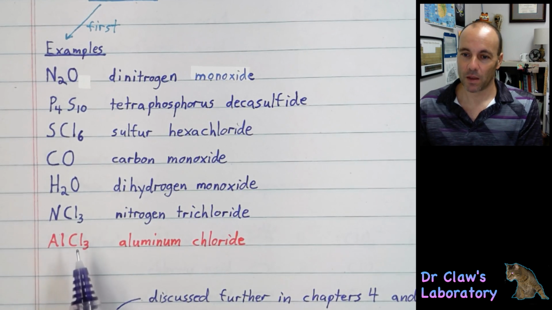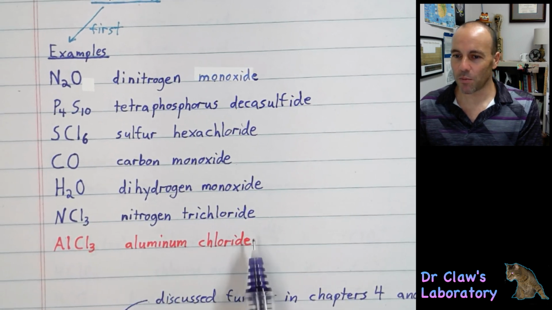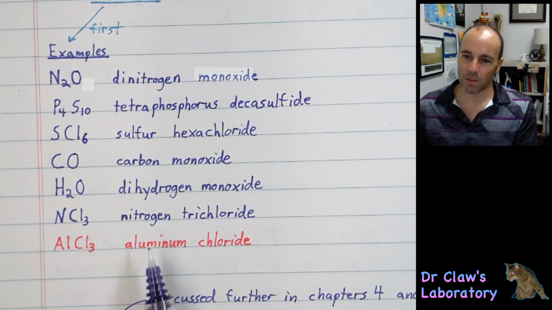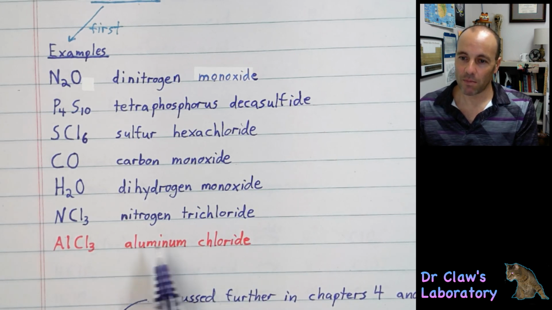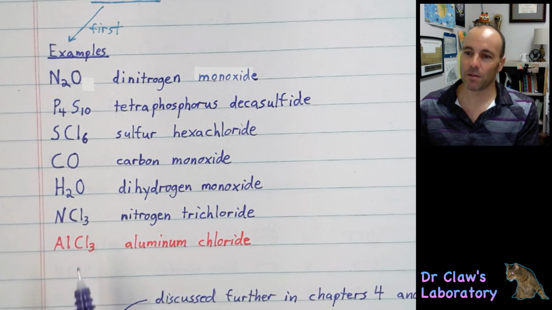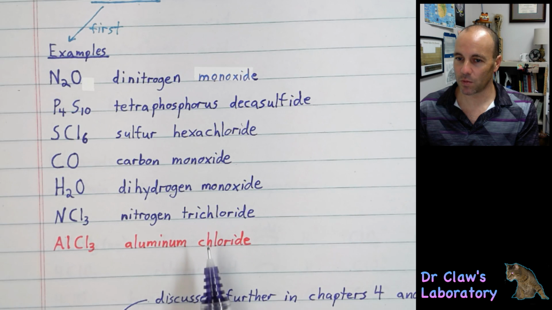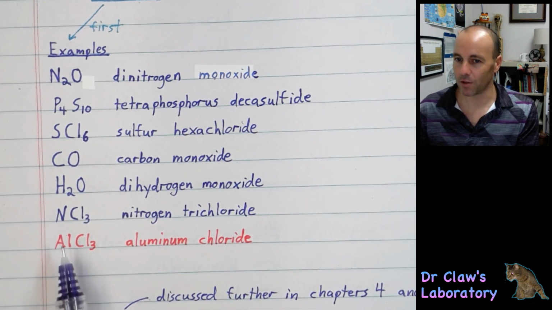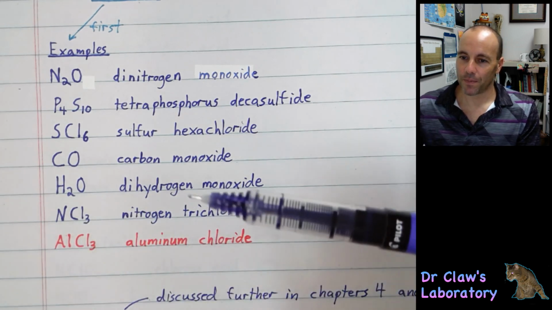Okay, so you see, we don't need prefixes when we're talking about ionic compounds, because aluminum is always going to be a +3, chlorine is always a -1, and if I know the charges, I can figure out the formula. If this is always a +3 and that's always a -1, I know that I need 3 chlorides to balance the aluminum. But I can't do that over here.